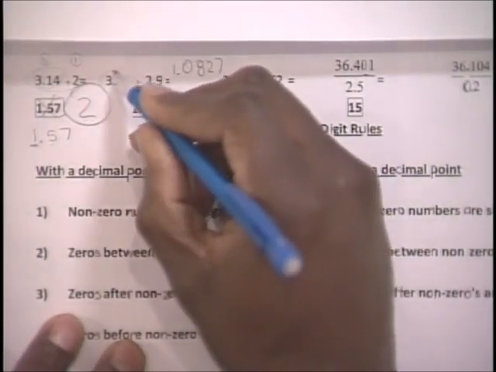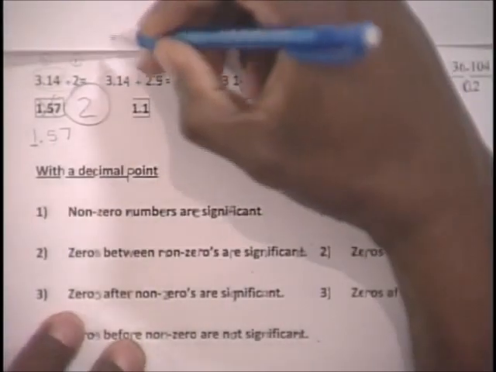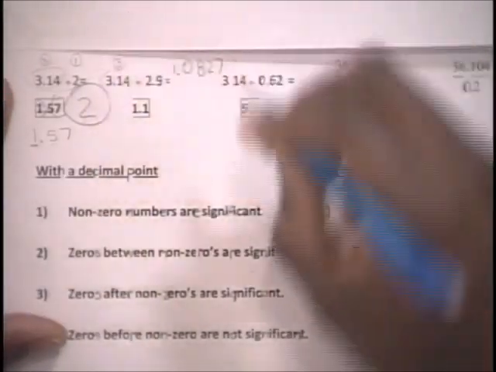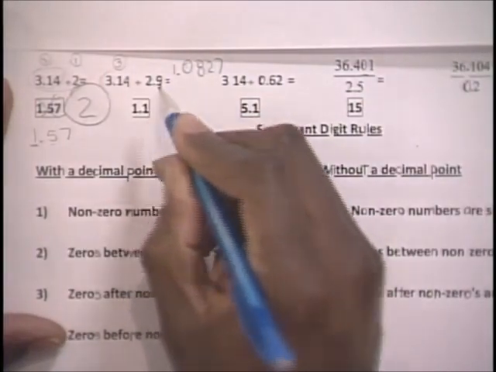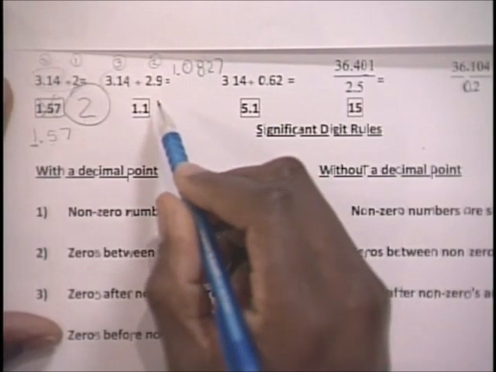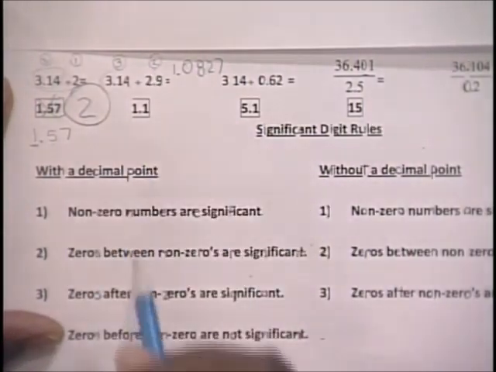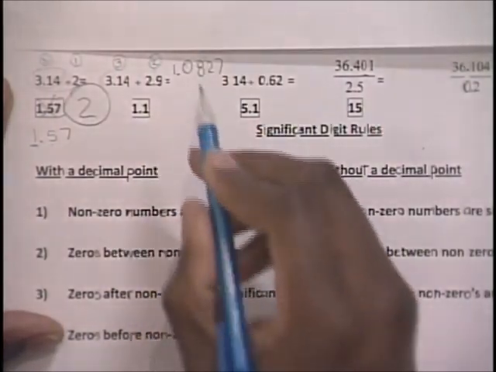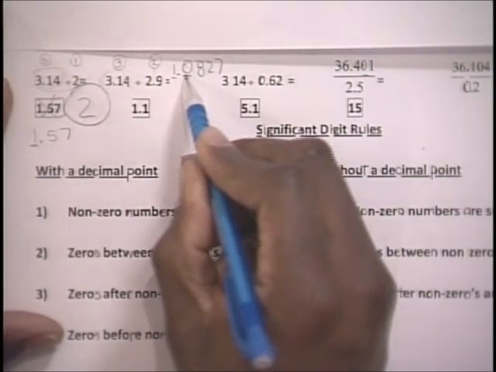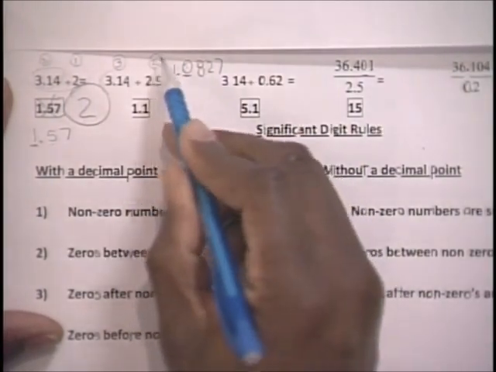But here, last week we talked about any non-zero number being significant. So all these are non-zero numbers. That's 4 significant digits. These are both non-zero numbers. That's 2 significant digits. The final answer should be written with the lowest number of significant digits that you have. All right, so it's 2 in this case. You need 2 significant digits.